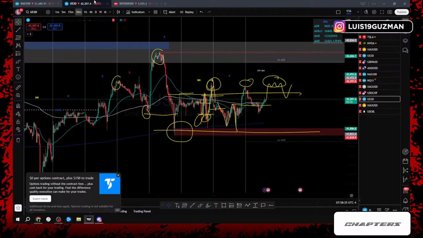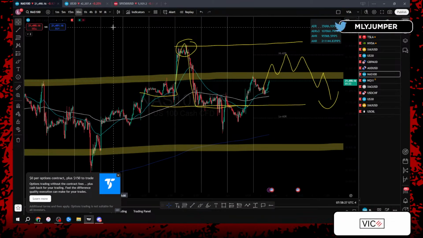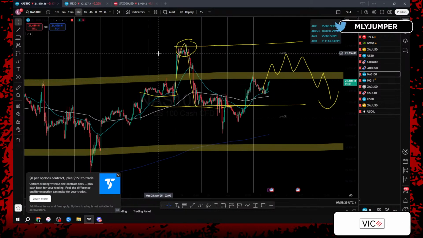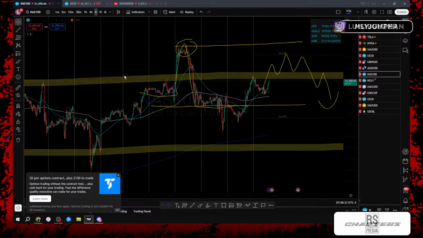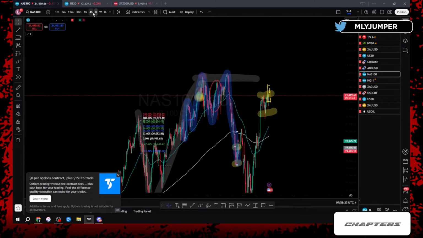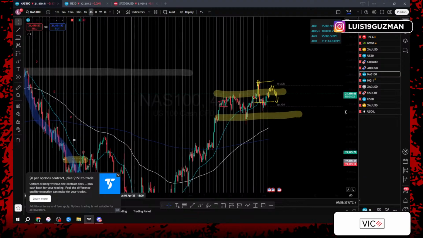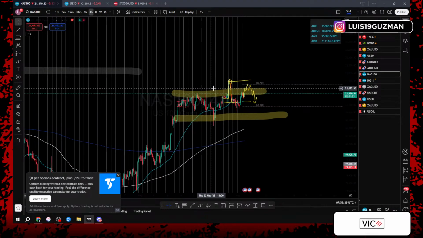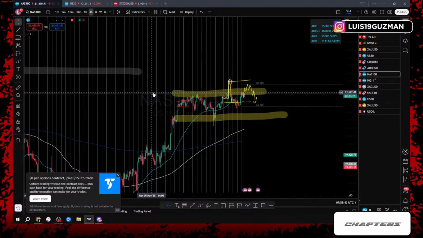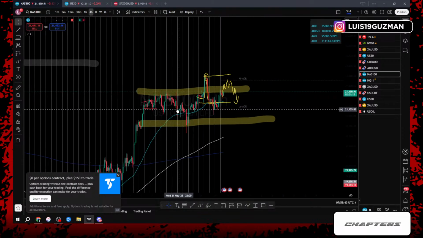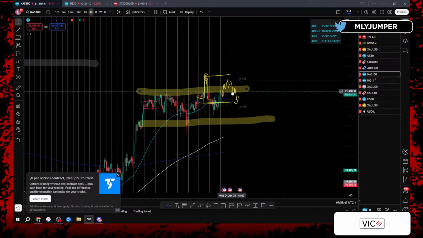And again, same thing with NAS. In order for me to have a confirmation that we're going to look for entries, I need to see a break of these highs. I need to see price get away from the zone of consolidation. Without a break of these highs, there's no trades. We're in a range. What are we trading here? What trend are we trading here? What do we want to see?